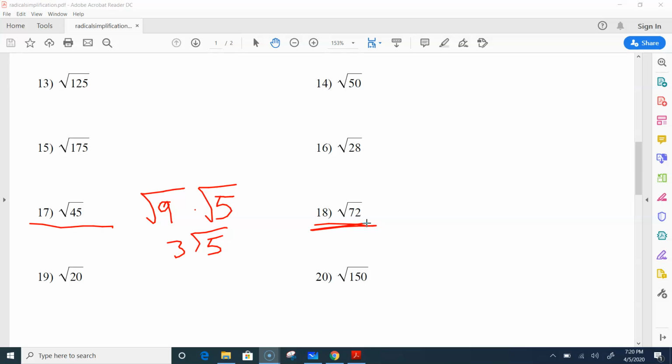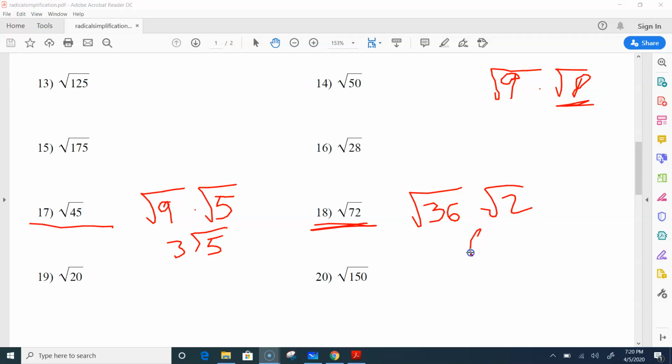Okay, so 18 is another sneaky one. If we tried 9, if we had square root of 9 times square root of 8, that might still get you there. But the most efficient way would be to use the square root of 36. Then we're leaving a 2 under there. Anytime you see a number like 8, a previous problem that we did, we know it's going to break down further. So this would be 6 square root of 2. Hopefully you got that one right.